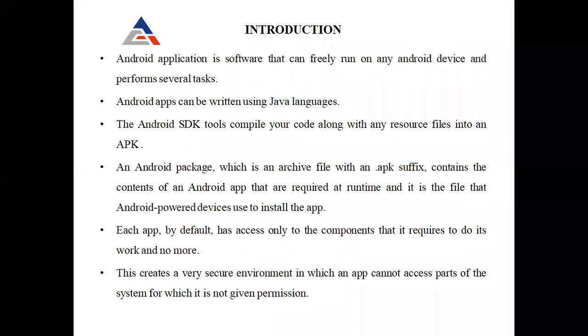It contains the content of the Android application, whatever contents we have written in that file, what action to perform, that are required at runtime, and it is a file that Android powered devices use to install the application. So whenever we design a particular application in Android Studio, that application is saved with that particular name and the extension APK. And whenever we download that application on our mobile, we can perform the operations that the application has been told by the developer, whatever instructions are written over there.